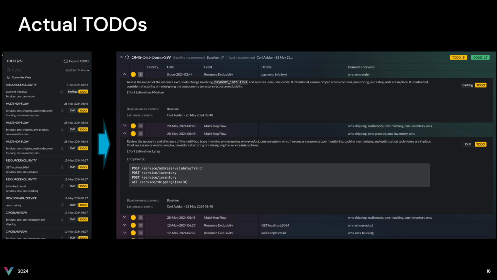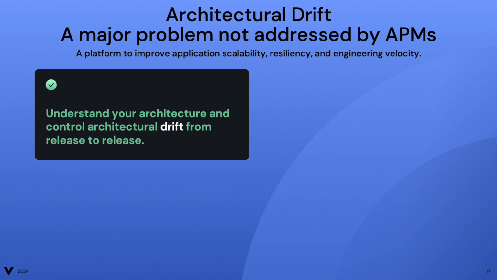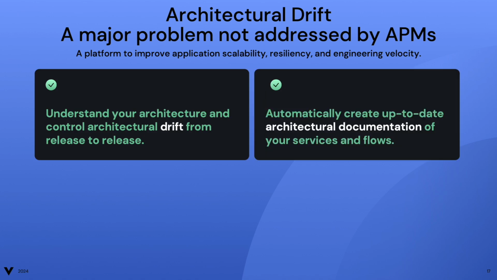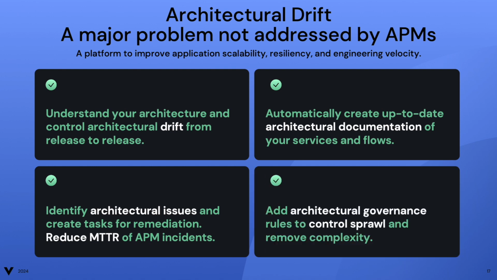To sum up, architectural drift is a major problem, not addressed by APMs, and that's why architectural observability complements these tools. It differs from APM tools in 4 dimensions. First, it understands the architecture, measures, and controls drift from release to release. Second, it provides comprehensive real-time documentation of your architecture and the different flows, so your microservices architectural diagram is always up to date. Third, it identifies architectural issues and creates tasks for remediation. And fourth, it allows you to implement architectural rules, thereby control microservices sprawl.